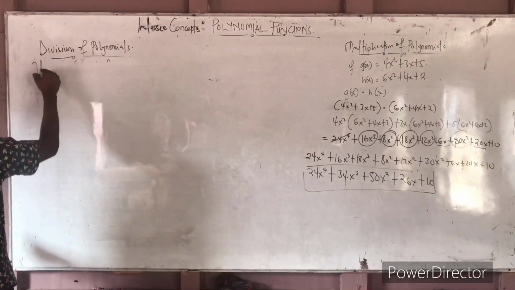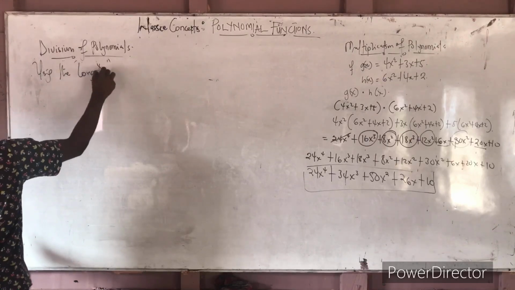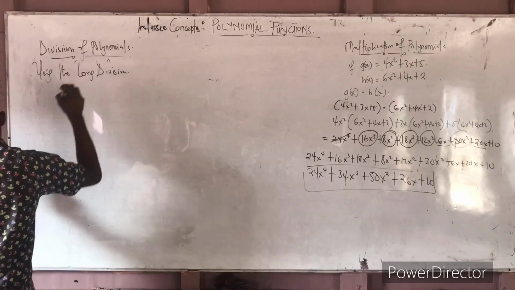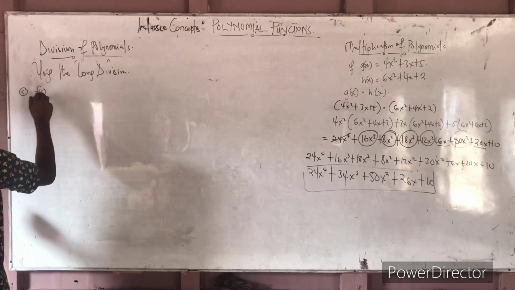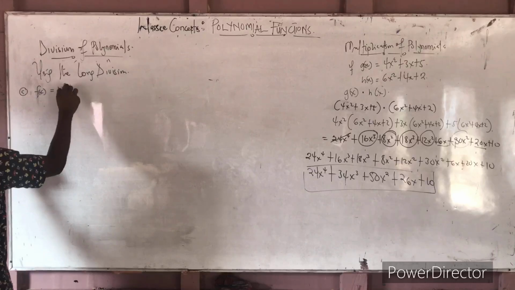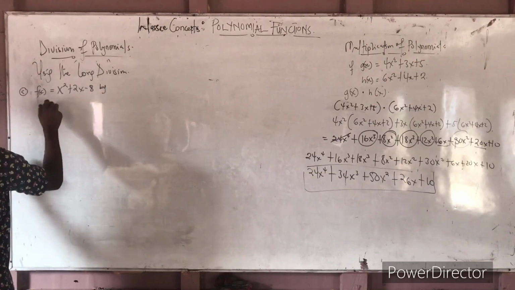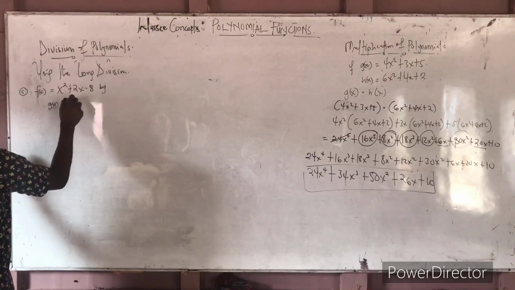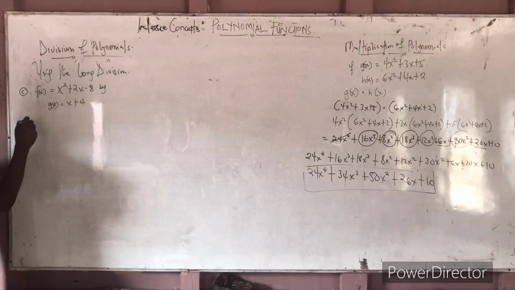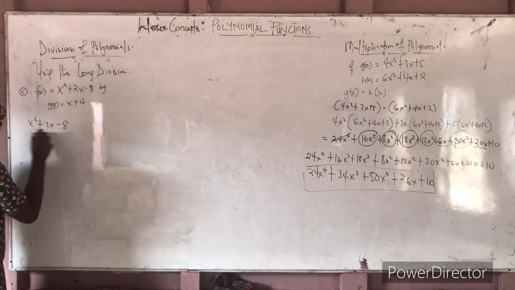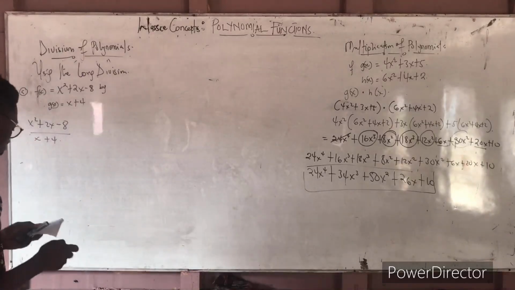So using the long division method. Let's try this. A. You are supposed to divide f of x, which is equal to x squared plus 2x minus 8, by g of x, which is equal to x plus 4. Okay, so this is it. You are supposed to divide x squared plus 2x minus 8 all divided by x plus 4, and we have to use the long division method to do this.